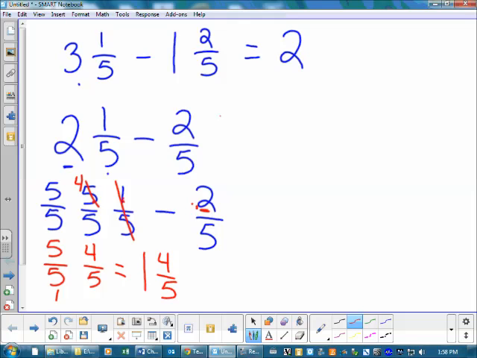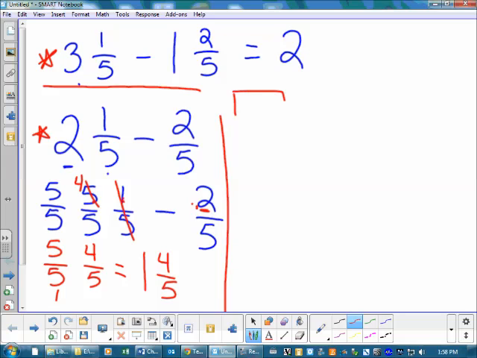Let me show that to you in a picture. Let's draw our 3 and 1/5. Let's do this one right here. So I'm going to go 3 wholes and 1/5. 1, 2, 3, 4, 5. Okay, that's 1/5.